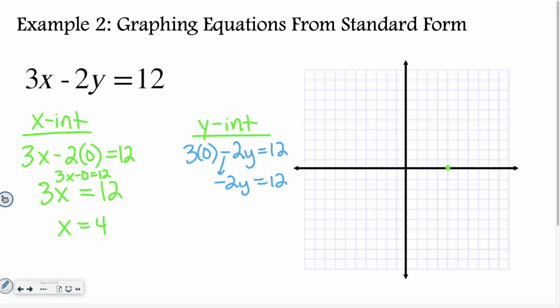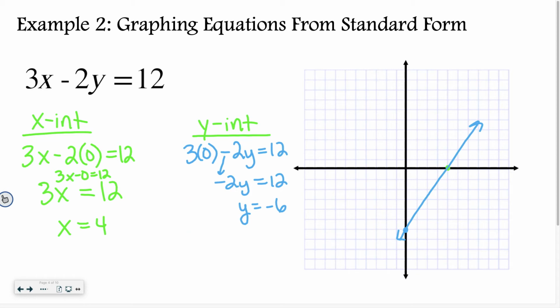So divide both sides by a negative 2, and you get a negative 6. So my y-intercept is at negative 6. 1, 2, 3, 4, 5, 6. So there are my 2 points. And when you're graphing in standard form, that's all the points you need, okay? You can just plot the x-intercept and the y-intercept.